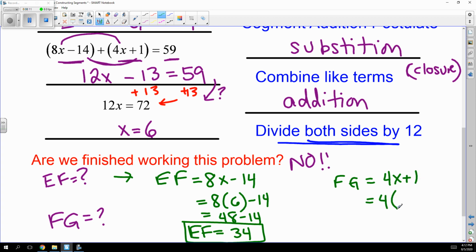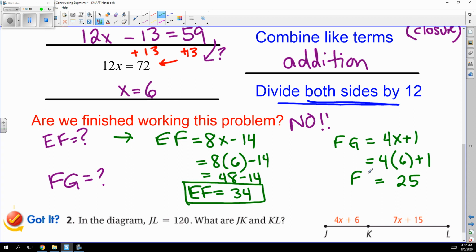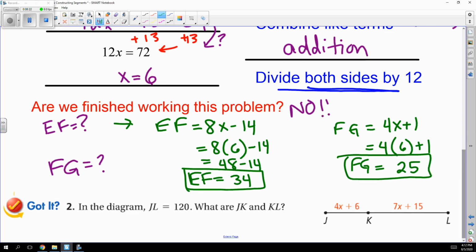So 4 times 6 plus 1 gives us 25. 24 and 1 is 25. So the length of FG is 25. And that's pretty much how you would set up any problem where you could use segment addition postulate. It's always a good idea to write it as an addition problem. The sum of the parts is equal to the whole. The two little pieces end to end is equal to the big long one.